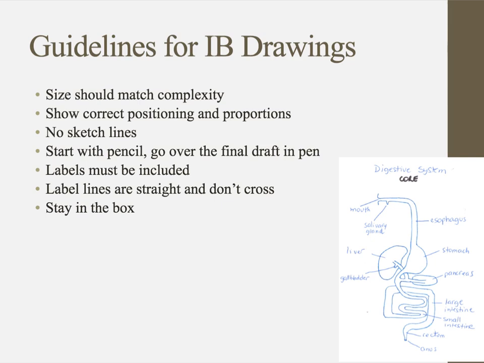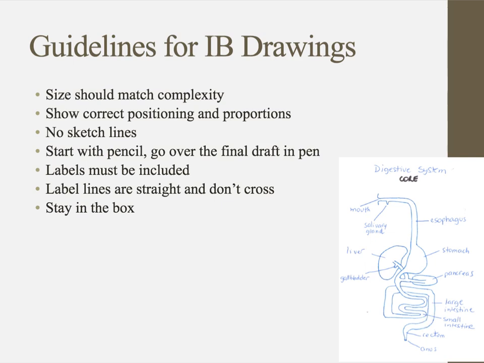The size of your drawing should always match the complexity. You don't want to make something that's very complex very tiny, okay? So make sure that you're leaving yourself enough room so that you can show the correct positioning and proportions of things. This is a pretty good drawing of the digestive system down here, and it's important that you have things in the correct placement and also the correct relative size. For example, the small intestine has a smaller diameter than the large intestine, and it should be drawn that way.